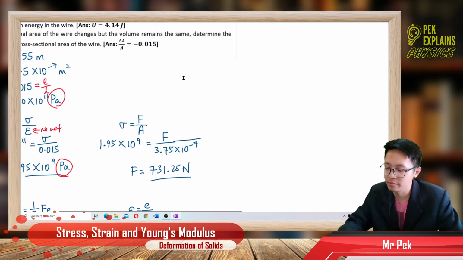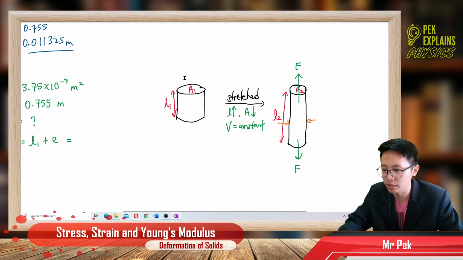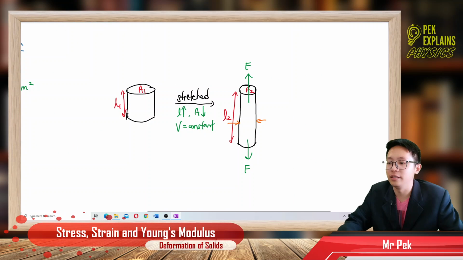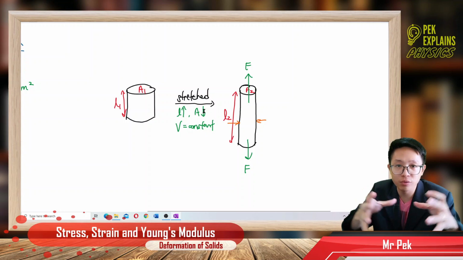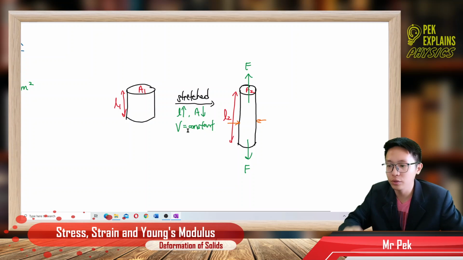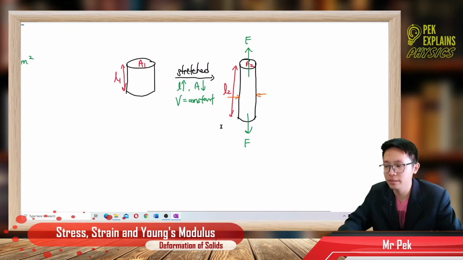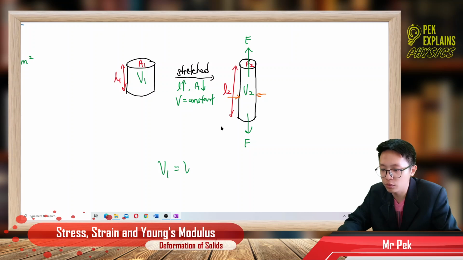How does it change? Let's look at this diagram. This is the initial length before stretching, and the area is bigger, wider. After you stretch the wire, when the wire becomes longer, of course the area shrinks. The area will shrink because you want to maintain the same volume. That means the volume V1 must be equal to V2.